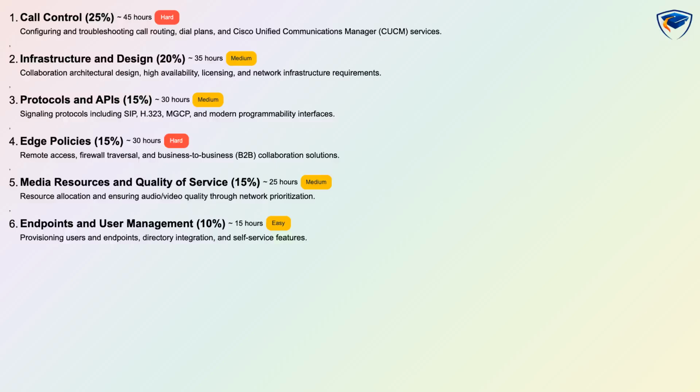Overview of the exam domains and their weights. Call control is 25%, infrastructure and design is 20%, protocols and APIs is 15%, edge policies is 15%, media resources and quality of service is 15%, and endpoints and user management is 10%. These 6 domains total 100% and span hands-on, conceptual, and scenario-based assessments. Focus your study time according to these percentages to maximize exam readiness.